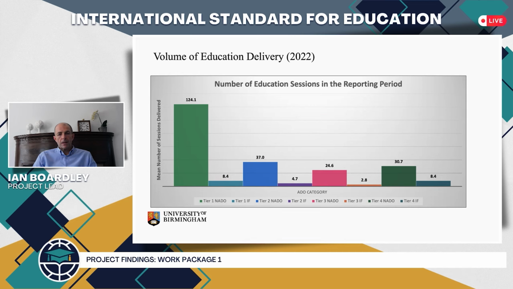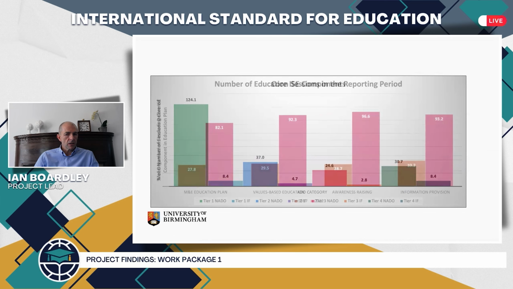But also, when we look across the tiers, the majority of the education sessions are delivered by Tier 1 NADOs. So there's a big difference between the NADOs across the different tiers. Interestingly, we do see a slight uptick in the number of sessions in Tier 4, and that might resonate with some of the other findings we're seeing when we're looking for those systematic differences across the tiers. So as we move through, that's definitely something to keep a look out for today.